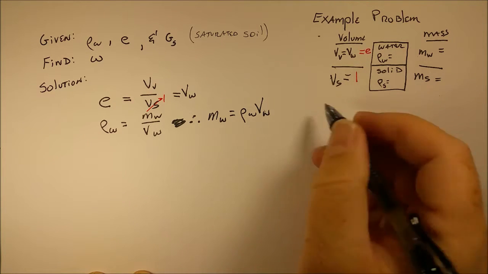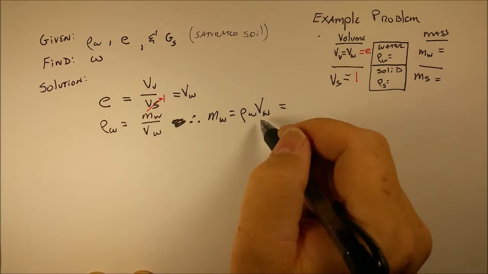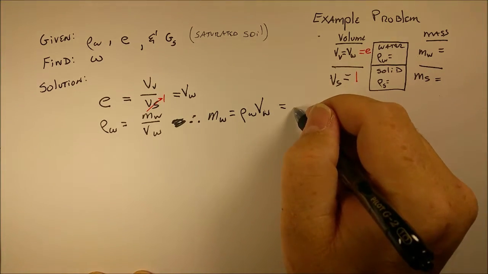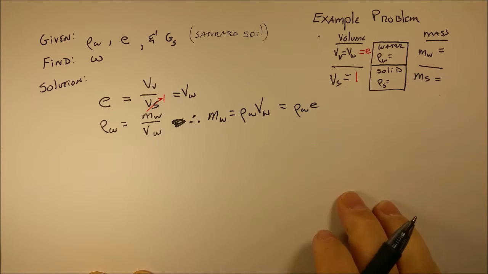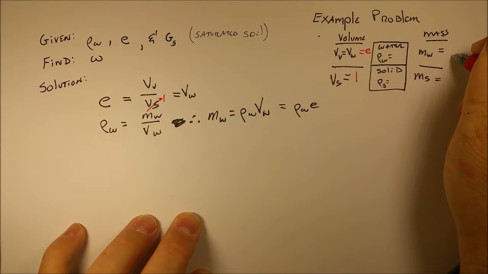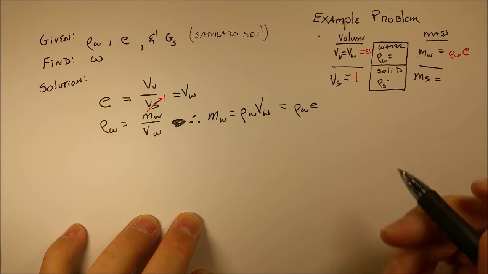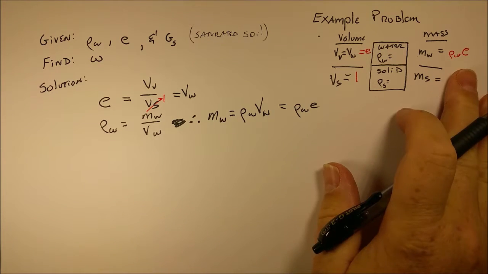volume of water, which, remember what this is? This is also equal to the volume of the voids, which is also equal to what? E. So it's also equal to E. Pretty cool, huh? So put that up here. So now we know that density of water times E is equal to the mass of water. All right, we're halfway there.